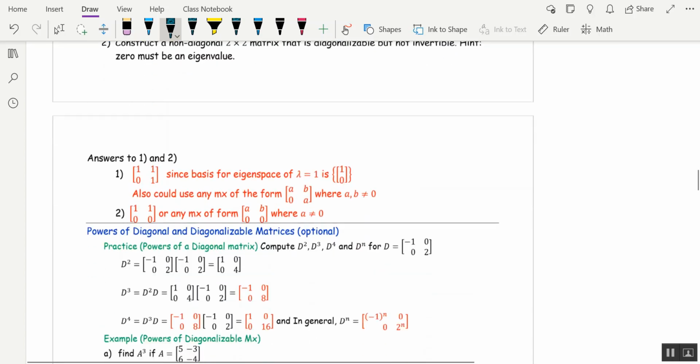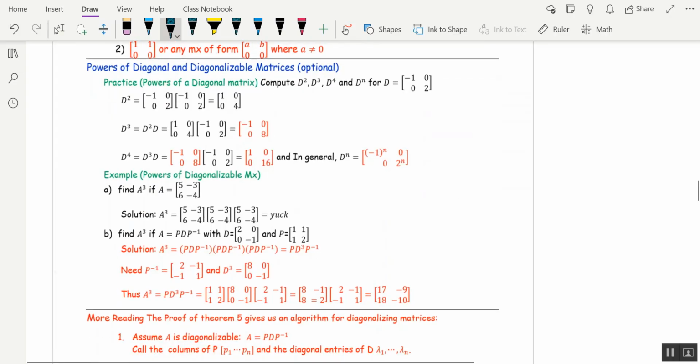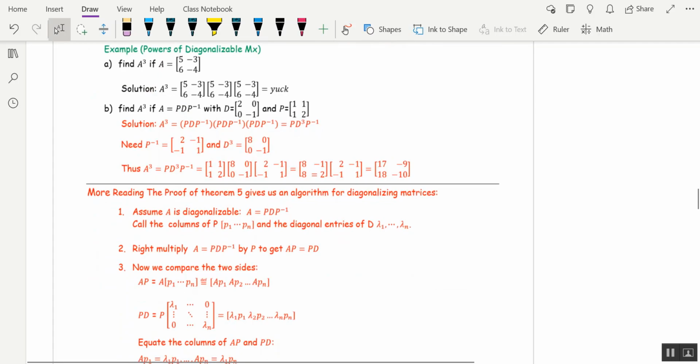All right, and then what else do we have here? You can read this on your own: powers of a diagonal matrix and diagonalizable matrices, and then the proof of theorem 5. And that is the end of this section.